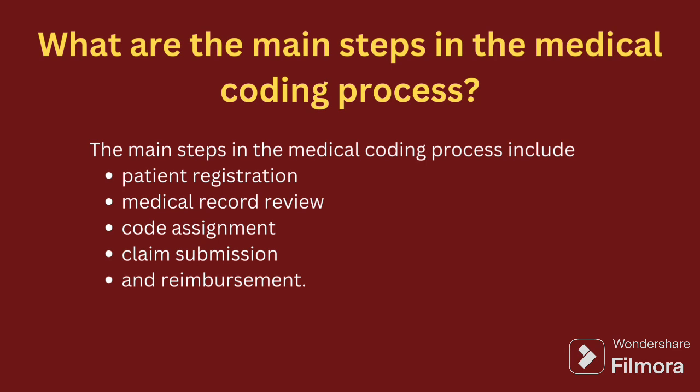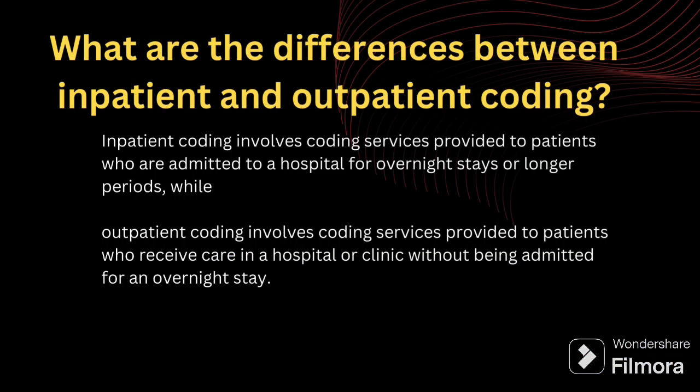Okay, then what are the main steps in the medical coding process? So in medical, this is what they call the RCM cycle. So main steps are patient registration, medical record review, code assignment, claim submission and reimbursement. This is also an important question, so you can take a note of it and keep. I'm posting this because one of my subscribers has asked for this question, that's why.